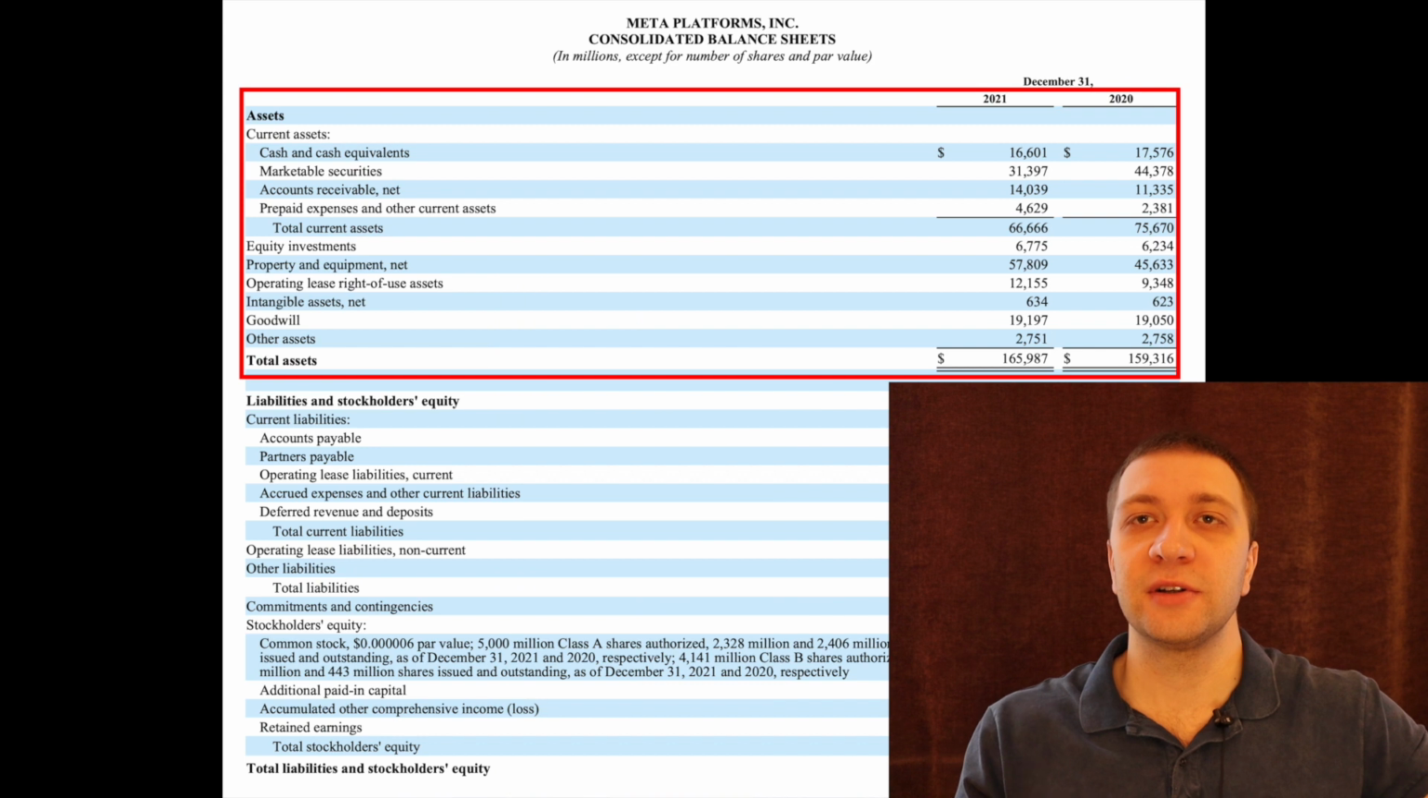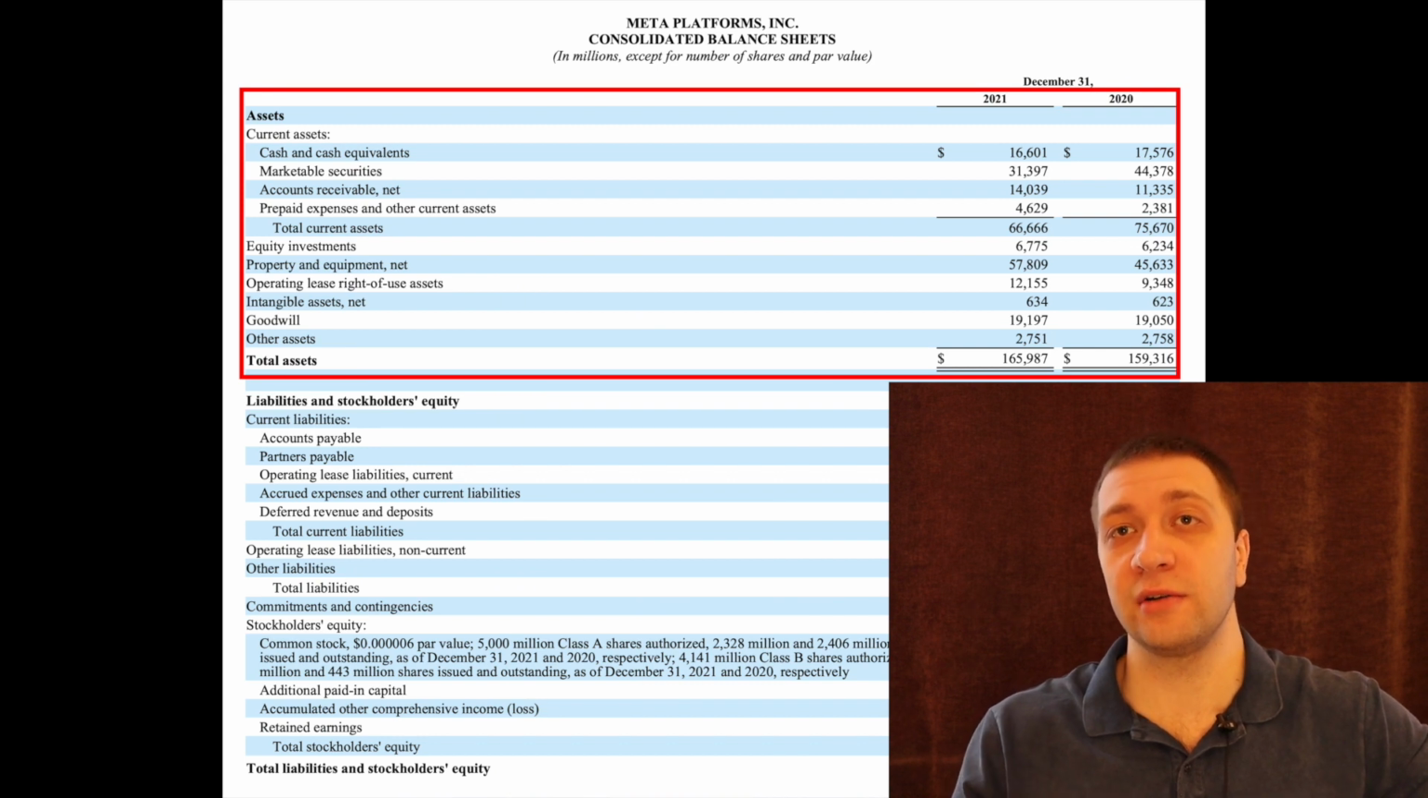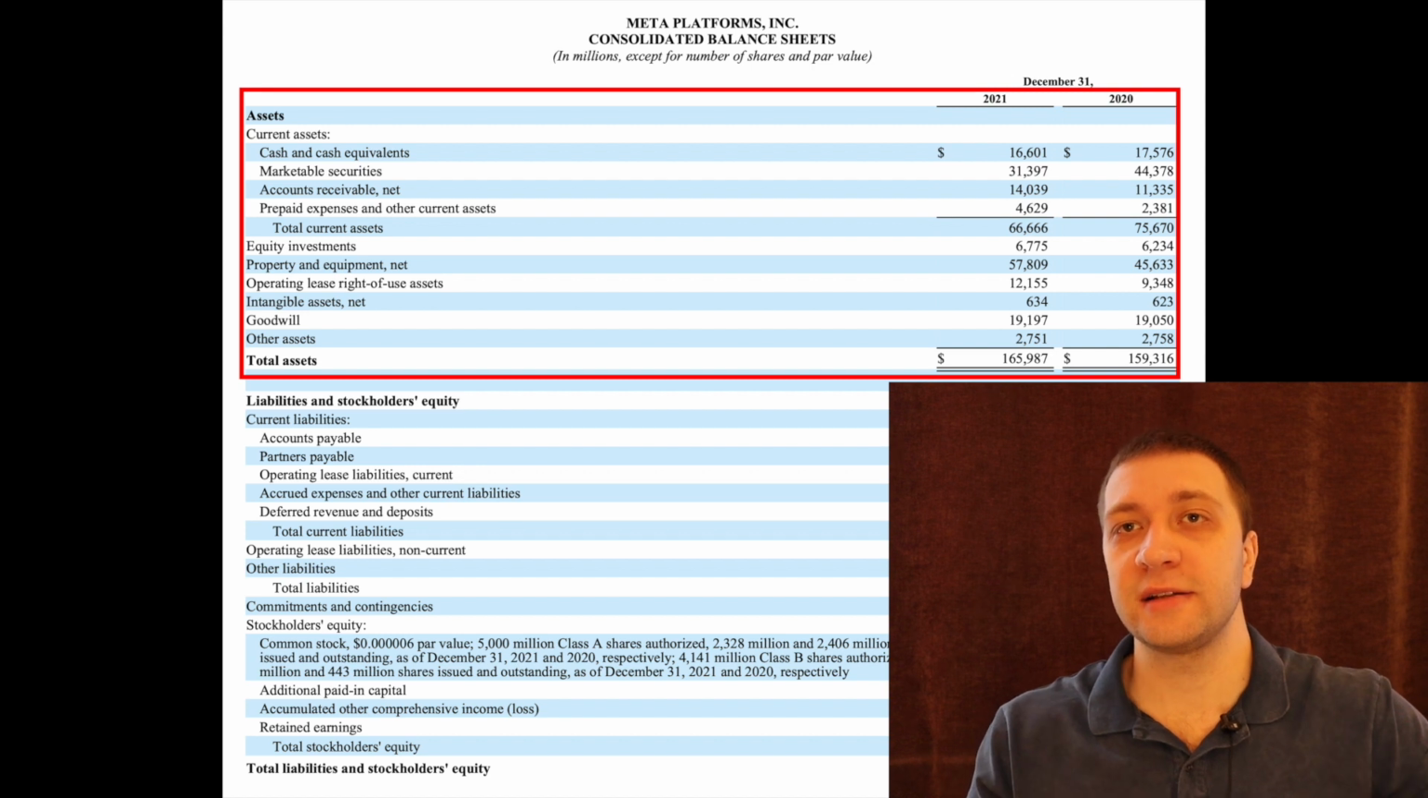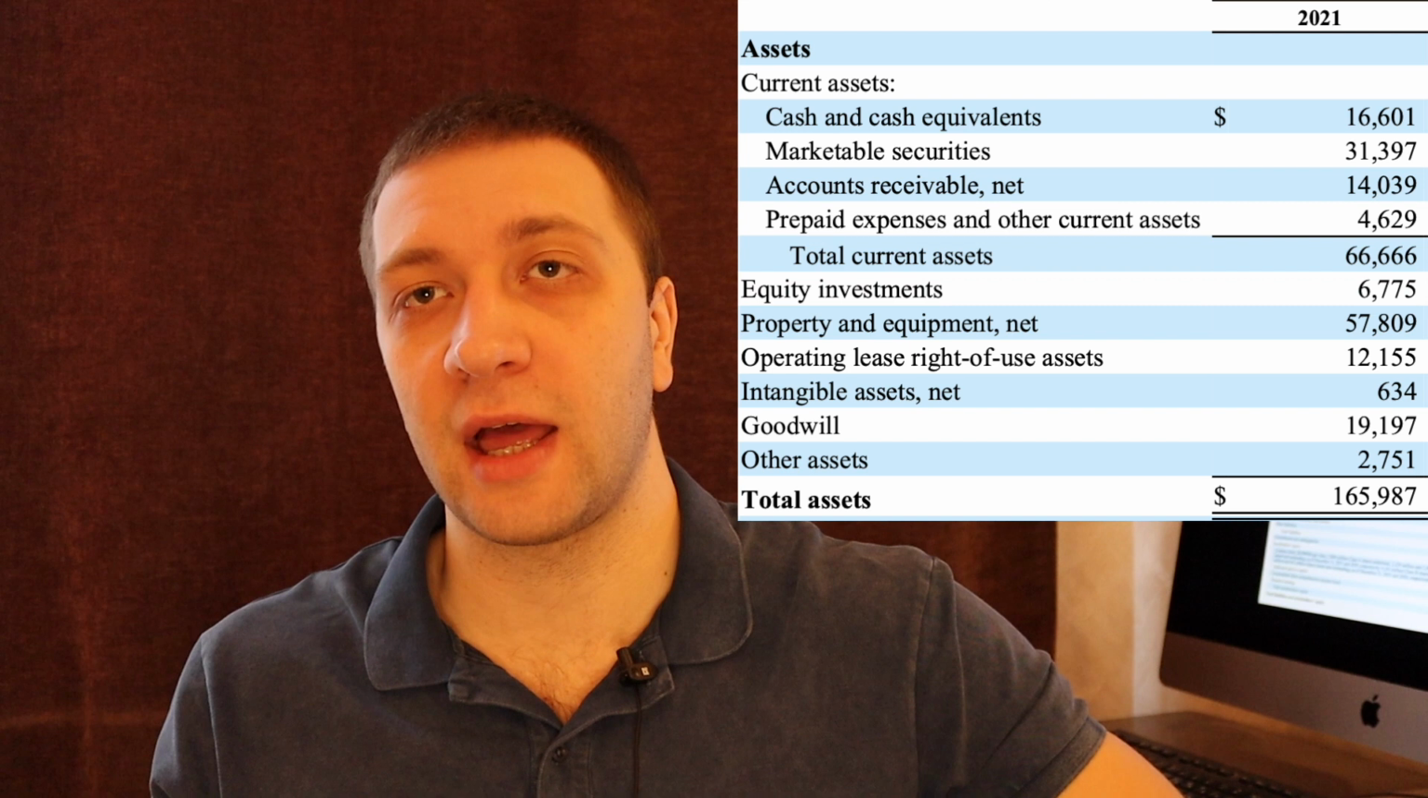First, I'm going to show you the main sections of the balance sheet, and then we're going to go through each section in detail. So the balance sheet has three parts: assets, liabilities, and equity. First, let's look at assets. Just like a person can have assets like a house or cars, a company too has assets. Company assets can be divided into two parts: current assets and non-current assets.